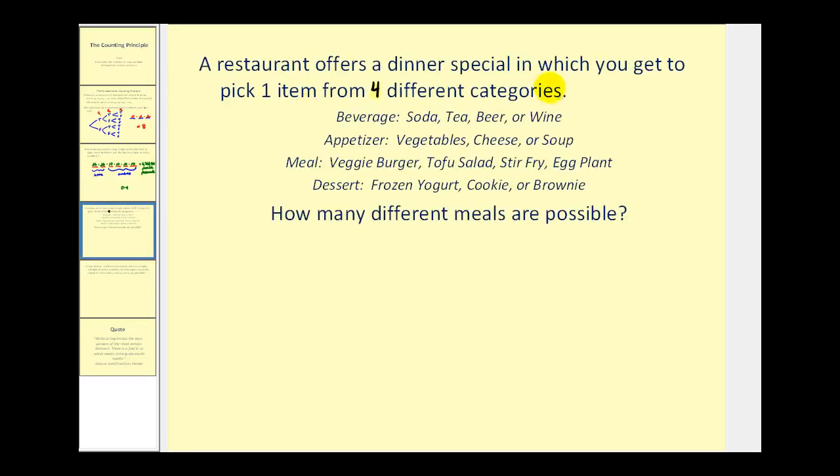A restaurant offers a dinner special in which you get to pick 1 item from 4 different categories, as we see listed here. How many different meals are possible? First thing we should notice is we have 4 different categories to select from. So we have 1, 2, 3, 4 independent events. So the first event would be for the beverage, second event would be for the appetizer, third for the meal, and fourth for the dessert.